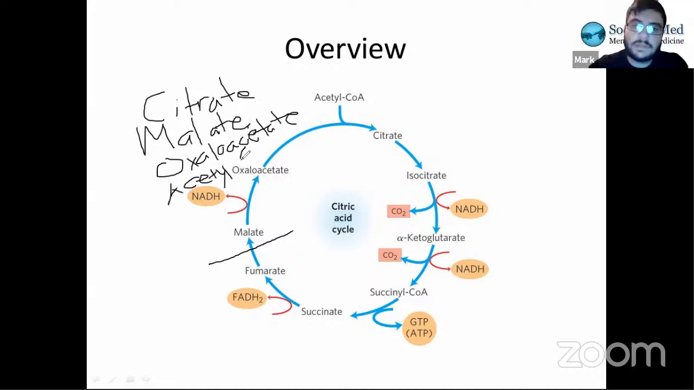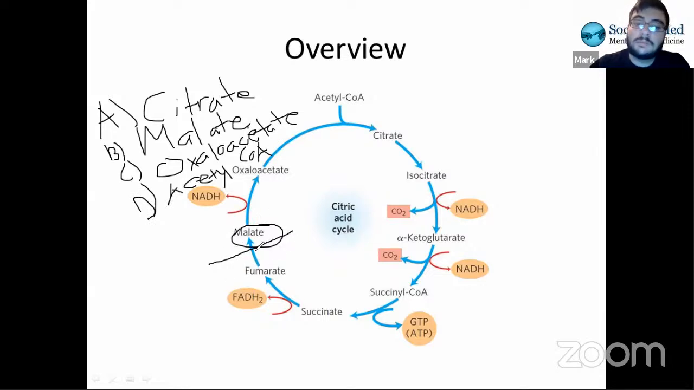So if they ask something like this, out of these, which would not be built up in the cell? It could be something obvious, like malate would obviously not be built up in the cell. This is just an example. Malate would not be built up because you're not producing malate. This step is inhibited.